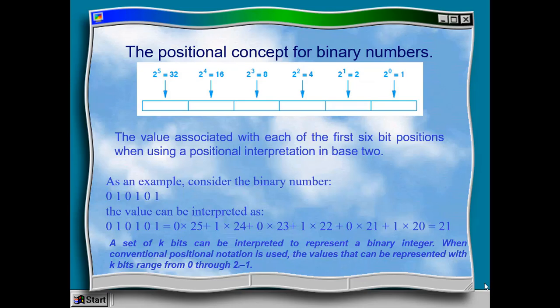So I've given an example of the binary number and how it is represented. A set of k bits can be interpreted to represent a binary integer when the conventional positional notation is used. The values that can be represented with k bits range from 0 to 2^k - 1, right?